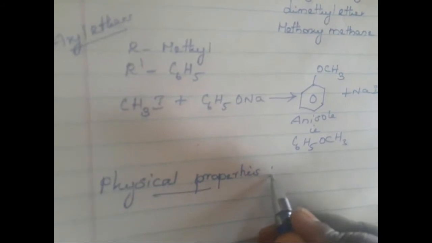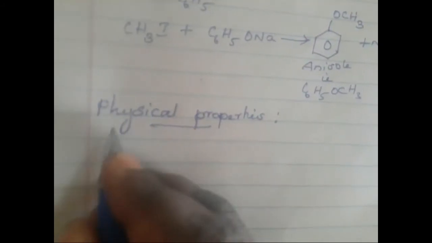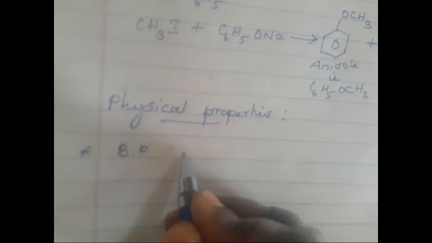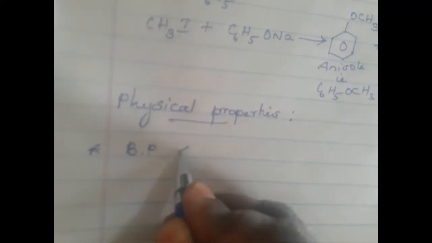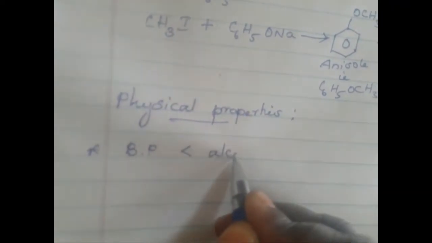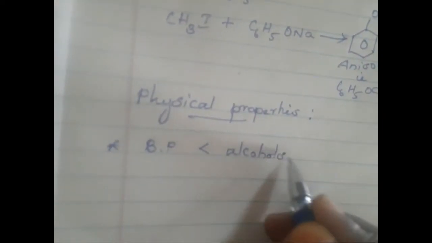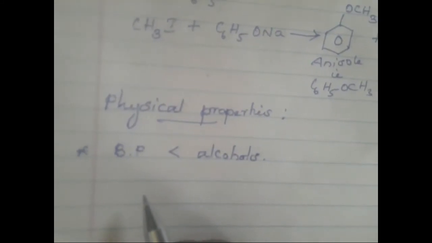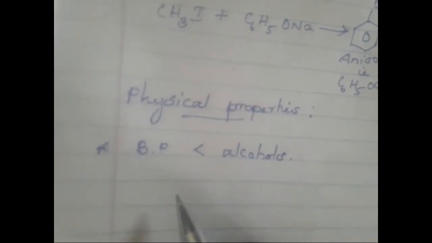Physical properties. Let us see about the boiling point. The boiling point of ethers is less than alcohols, since their bonds are very weak when you compare with the alcohols, so they have a lower boiling point than alcohols.